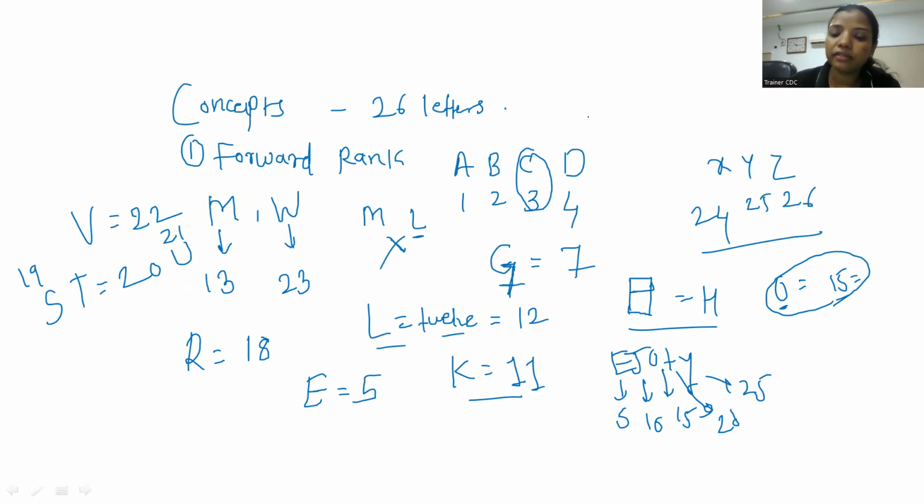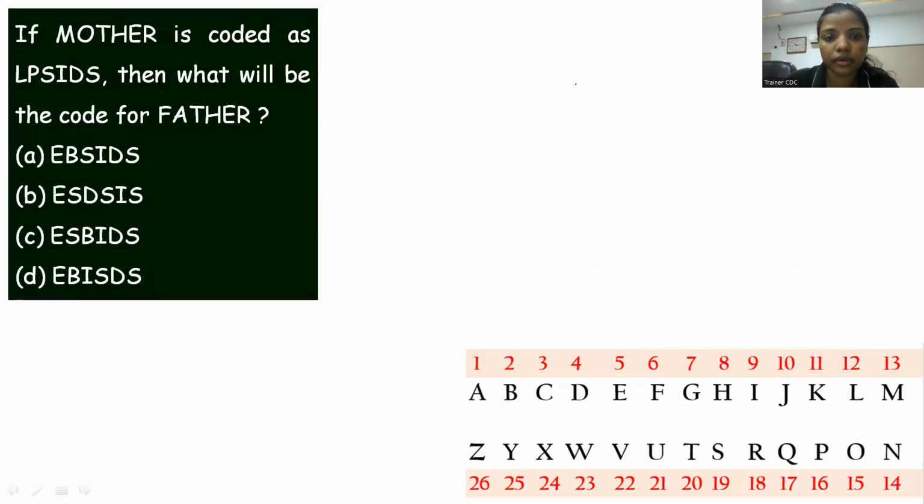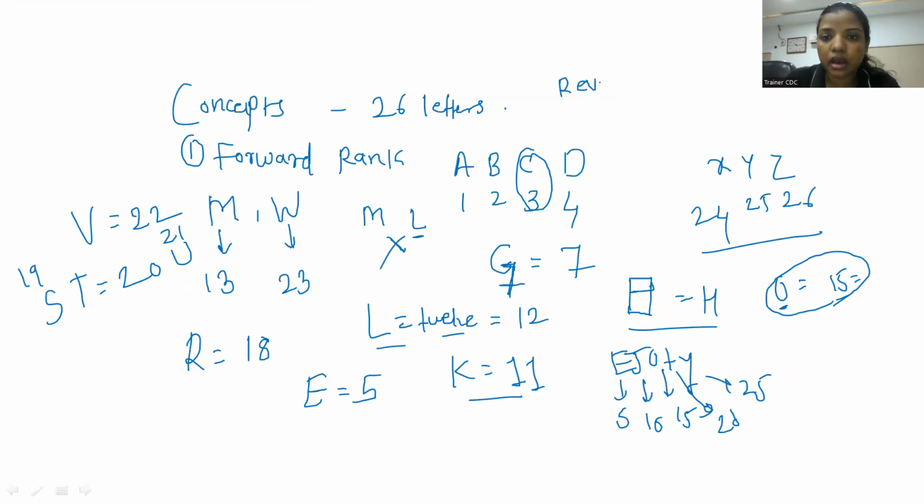But what about backward rank or reverse rank? How can we remember reverse rank? Remembering reverse rank is the toughest part, right? Reverse rank means we will consider Z equals 1, Y equals 2, and A equals 26. So remembering forward rank itself is a very tough task, right? So how can we remember reverse rank? I will tell you one shortcut for this.